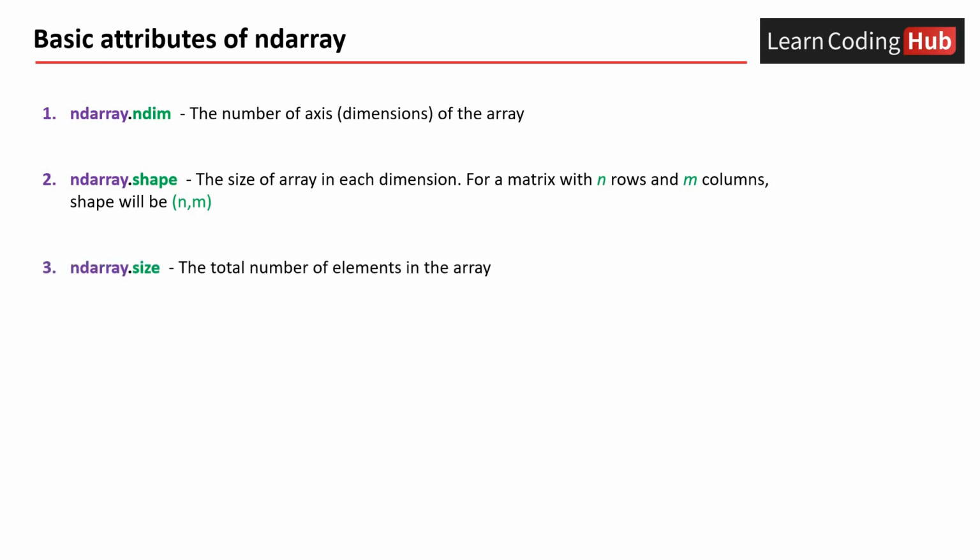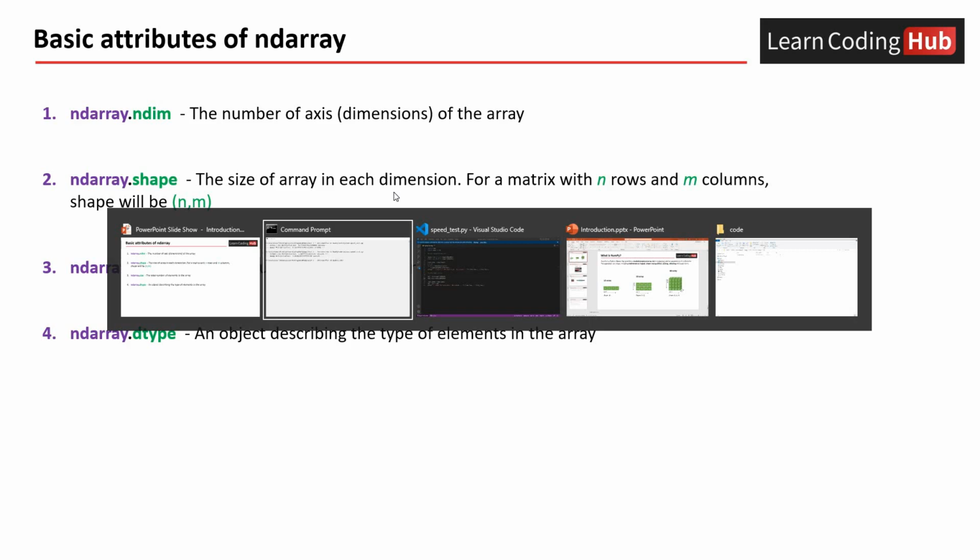The next one is the size. The size is the total number of elements in an array. For example, if you have an array and you want to see how many elements are there, you can do that quickly with dot size. And the last one we're going to cover is the data type. You can quickly see what the data type of all the elements within an array is. We know they are homogeneous, they are all the same, but what the type is, we can check. Okay, let's quickly see it in action.